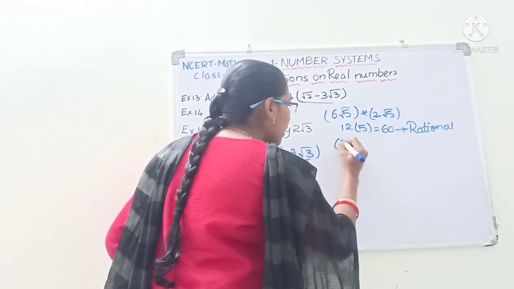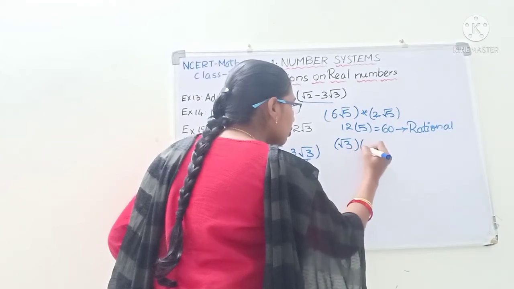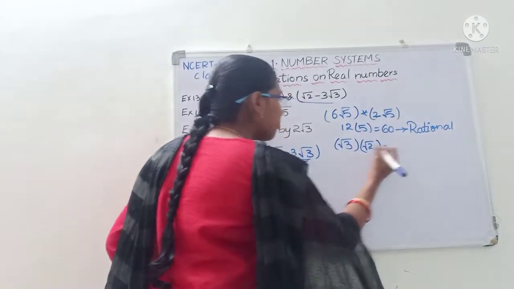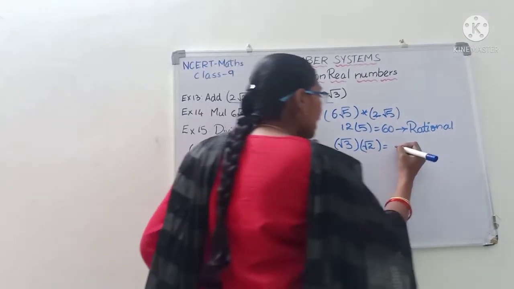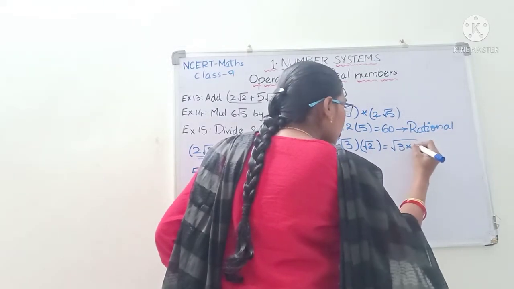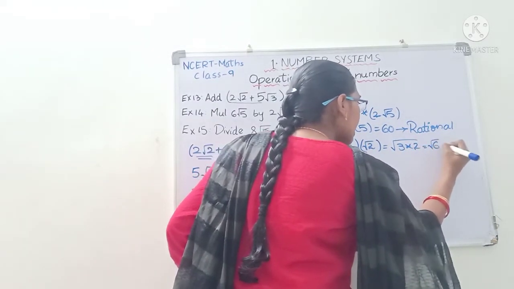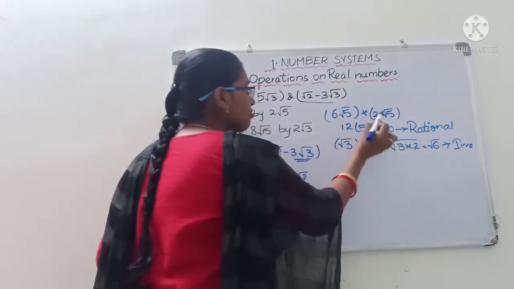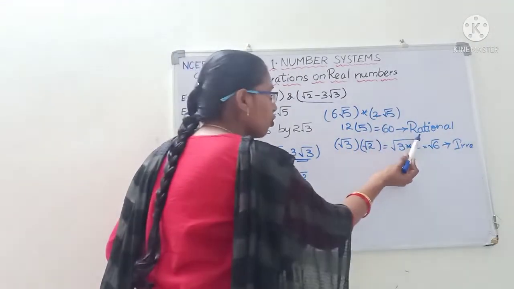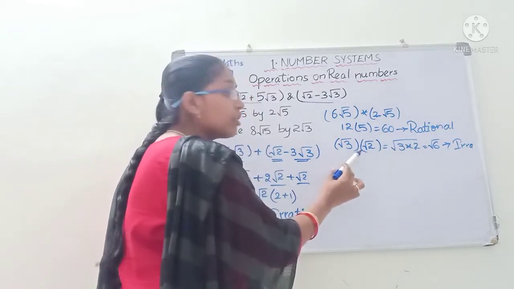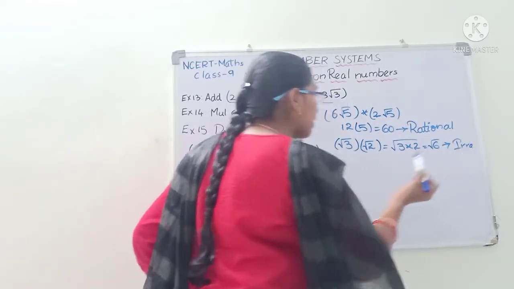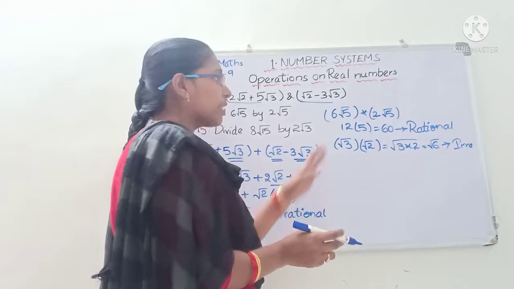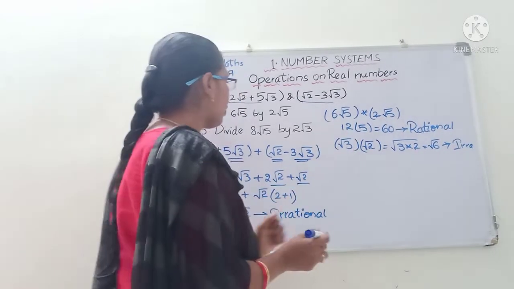Let us take other irrational numbers. Root 3 into root 2. What do you get, children? Root A into root B, you can write as root of A into B. You got root 6. Here you got what? Irrational number. So in one case, when you multiply two irrational numbers, you got a rational number. In this case, when you multiply two irrational numbers, you got an irrational number. So sometimes you get a rational number, sometimes you get an irrational number.